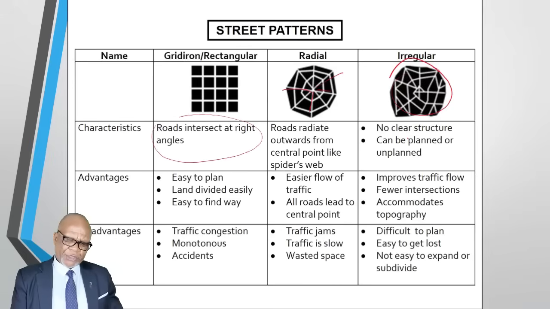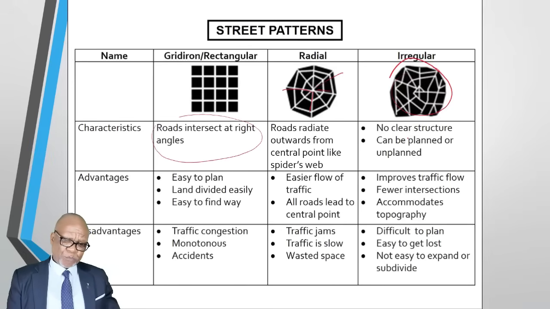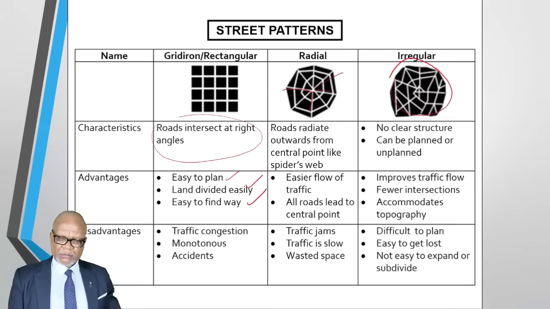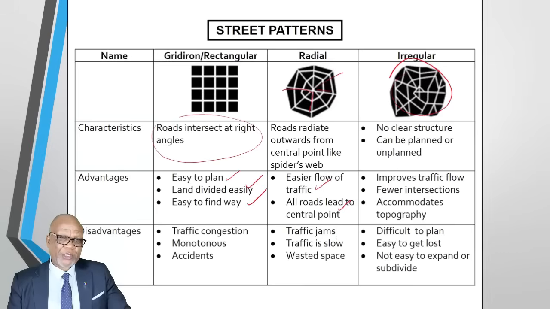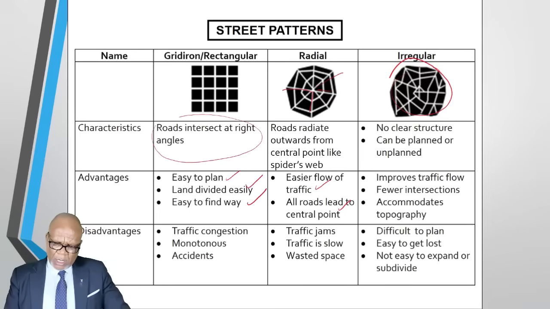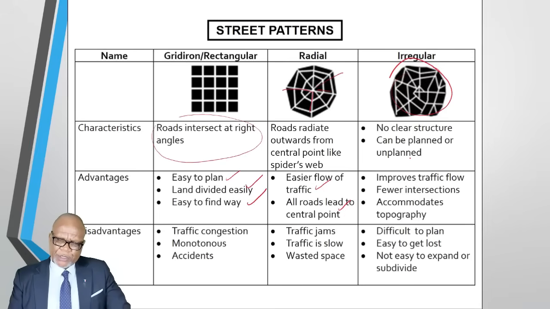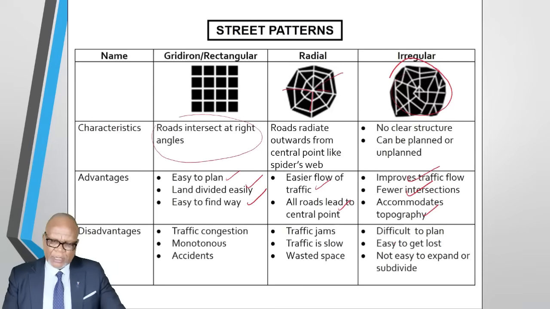And then what are the advantages of the grid iron pattern? It's easy to plan, land is divided easily, it is easy to find your way. But with radial pattern, what are the advantages? Easy flow of traffic, all roads lead to the central point. So you know at any point you are going to get to the center when you travel along it. Now, what are the advantages of irregular pattern? Because of fewer intersections, it allows traffic to flow, and it accommodates topography.